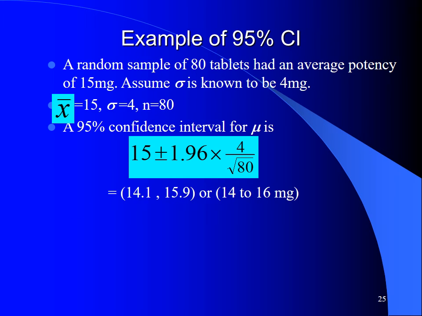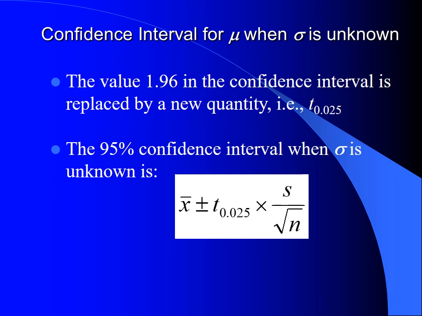If we substitute, in an example, a random sample of 80 tablets had an average potency of 15 mg. Assume that sigma is known to be 4 mg. So x bar is 15, sigma is 4, sample size is 80. For a 95% confidence interval, the critical limit that we use is 1.96. So if you substitute, you will get the 95% confidence interval.